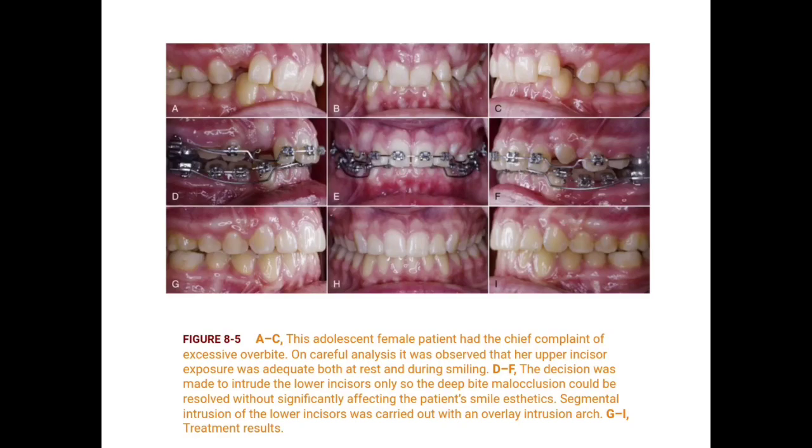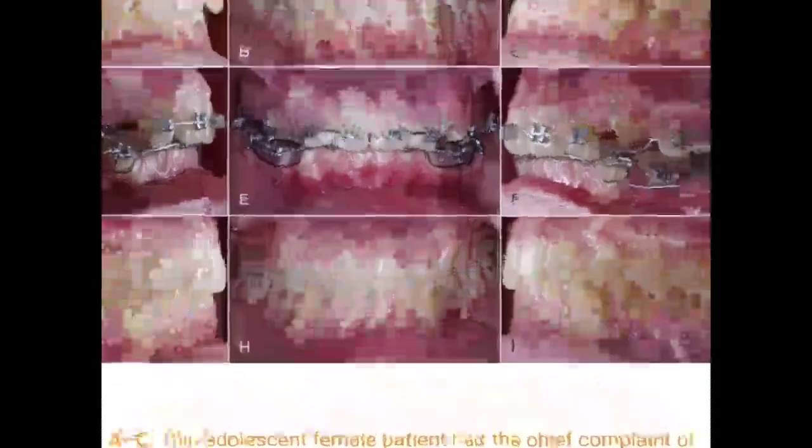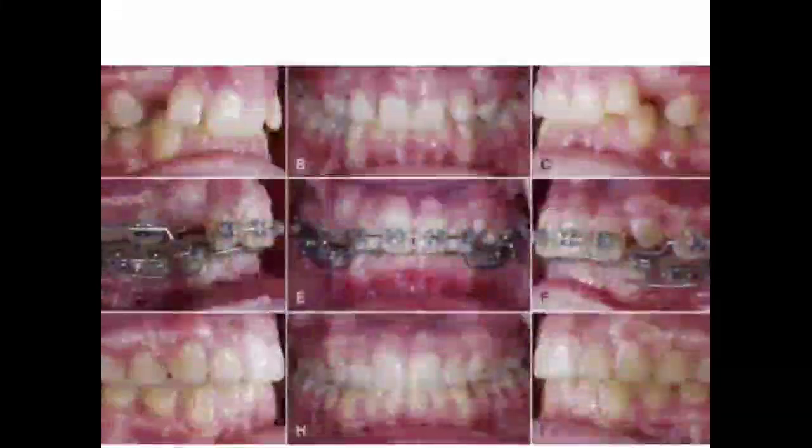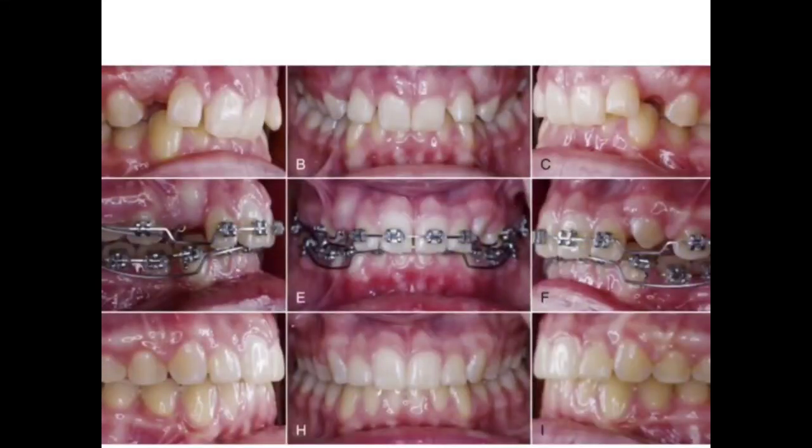If you look at this case, it's almost a 100% deep bite. You almost don't see the mandibular incisors completely, like they're gone. Also the smile is gone, so you need to intrude the upper incisors so you can also improve the gum display on smiling.